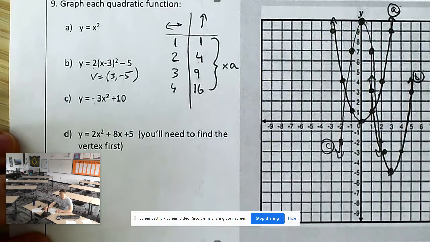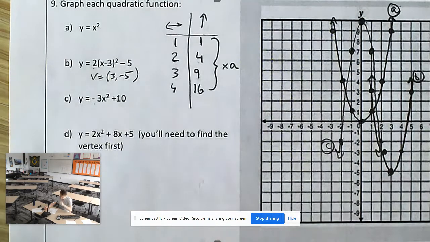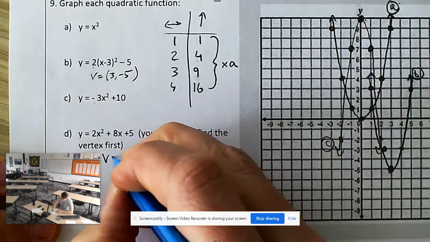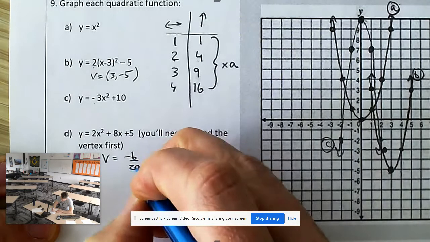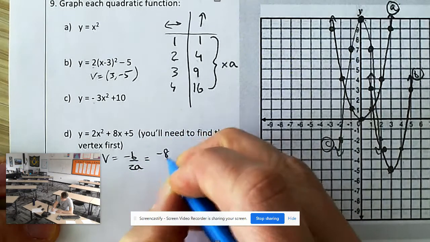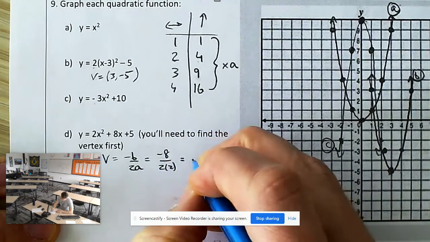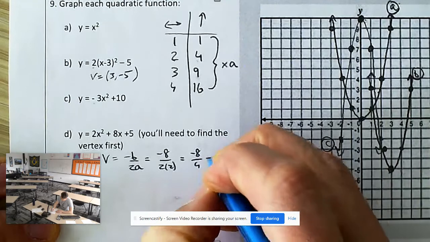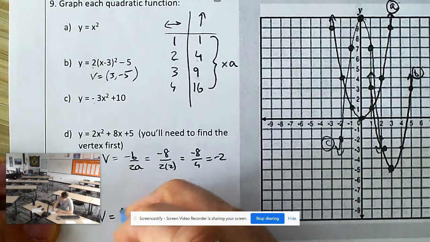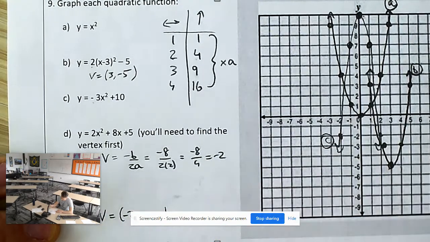And letter D. Graph that. You'll need to find the vertex first. Okay? So you do your usual process for finding the vertex. Negative B over 2A. So my vertex is at negative B, comma.